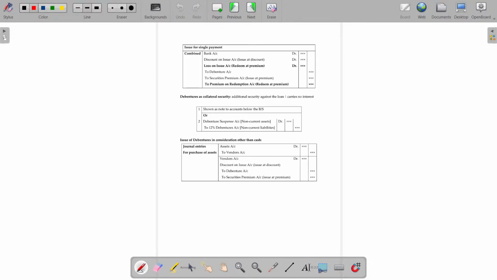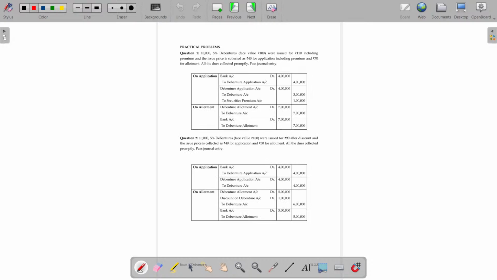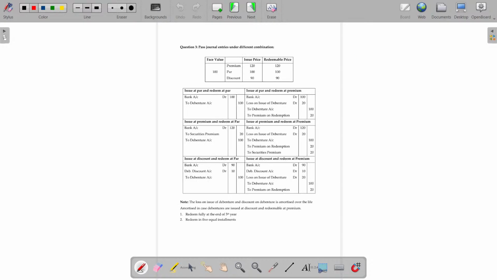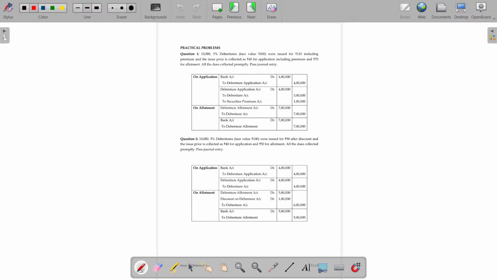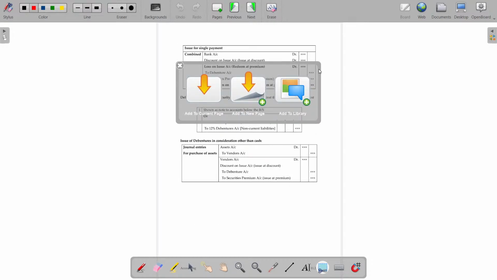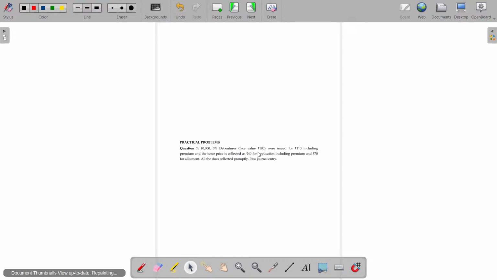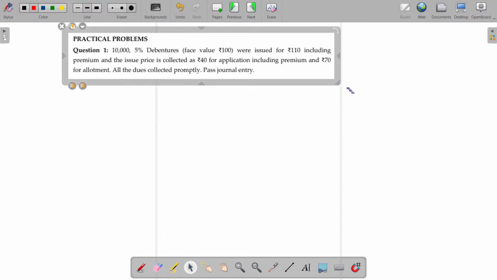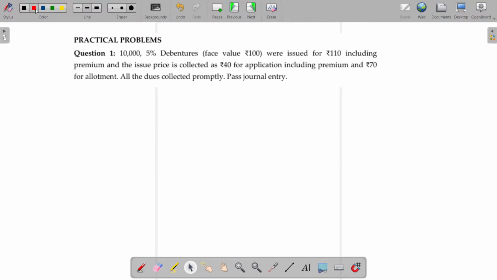So, issue of debentures. Question number 1. This issue of debentures is similar to issue of shares only. Wherever you use a share, now you replace it with debentures.